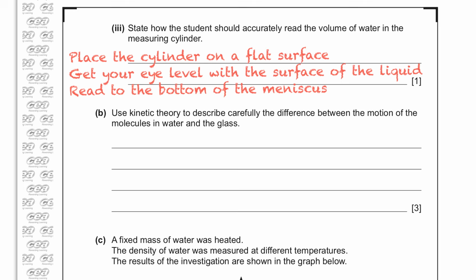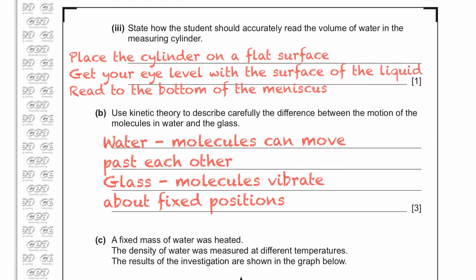Part B. Use kinetic theory to describe carefully the difference between the motion of the molecules in water and glass. So this is basically, can you describe the difference between the motion of molecules in a liquid and a solid? So molecules can move past each other in a liquid, that's why it takes up the shape of the container, it can't hold its own shape. And in a solid like glass, the molecules vibrate about fixed positions, that's why it does have a definite shape.